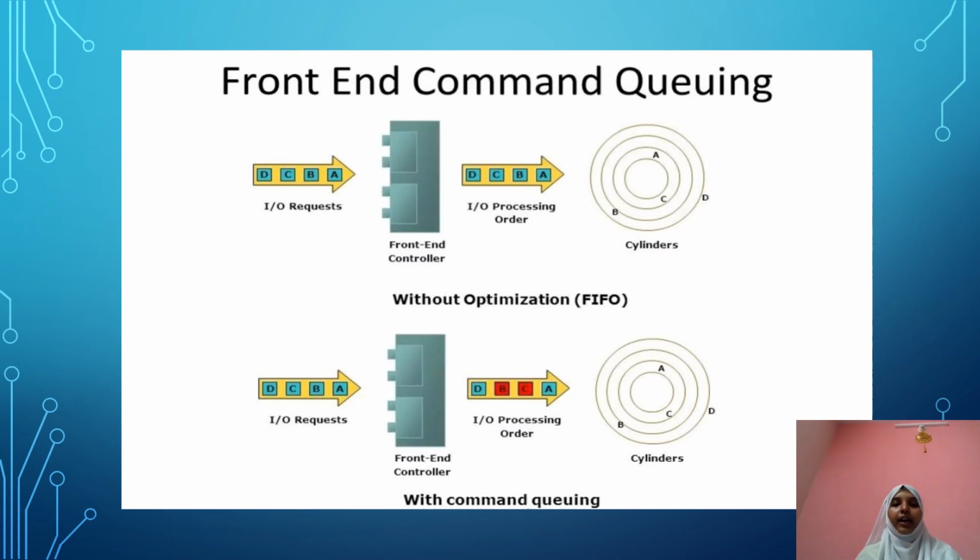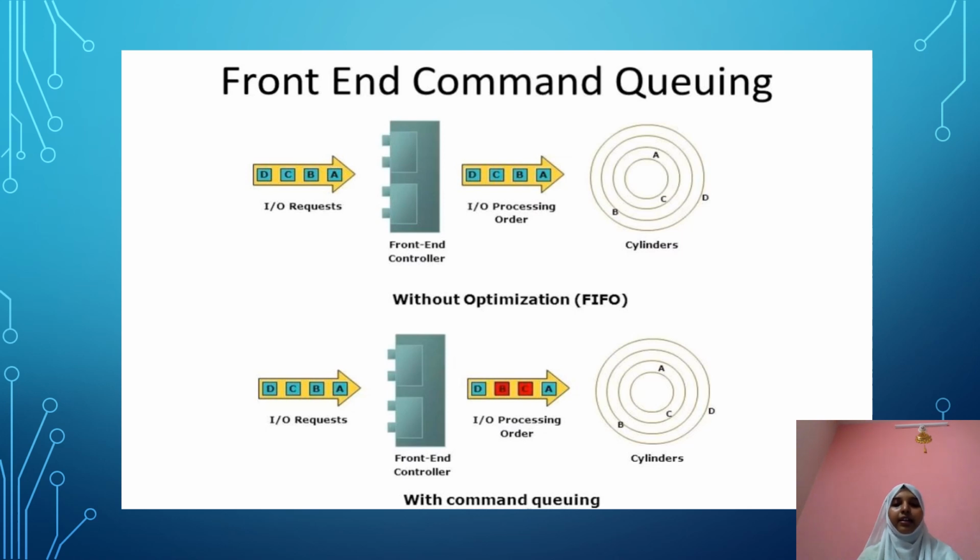So here we have front end command queuing. First we will have the input request. A request has to be sent to the front end controller followed by the input processing order, which will give rise to a cylinder which consists of A, B, C and D. This is without the optimization, FIFO, first in first out.